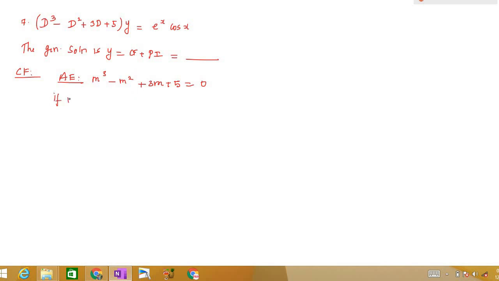So you can clearly see if m is equal to minus 1, this equation will be (-1)^3 - (-1)^2 + 3 into (-1) + 5 = 0. So it will be -1 - 1 - 3 + 5 = 0. So therefore this will be equal to 0 because -5 plus 5 is 0, therefore minus 1 is one of the roots.